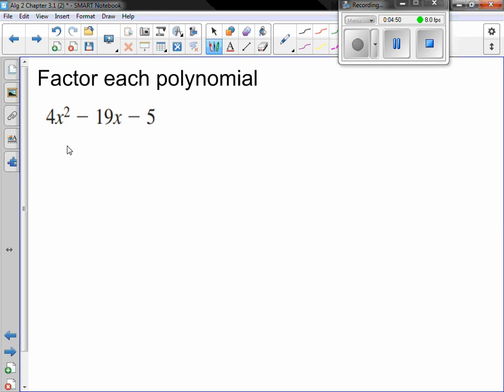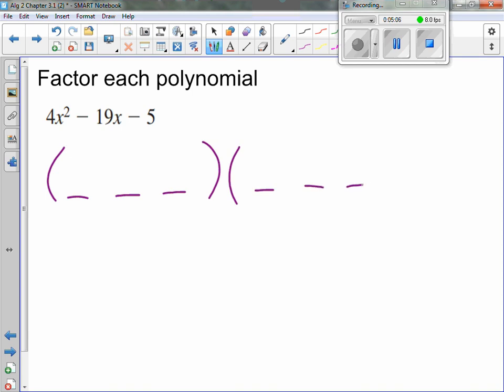Because again, this has minus 5. The constant's negative 5, yes? So we're going to look at this one here. Now, is there a greatest common factor between these 3 terms? No, there's not a number that will divide into all three. So we move on from step 1 to step 2, which is our two sets of parentheses with three spaces.